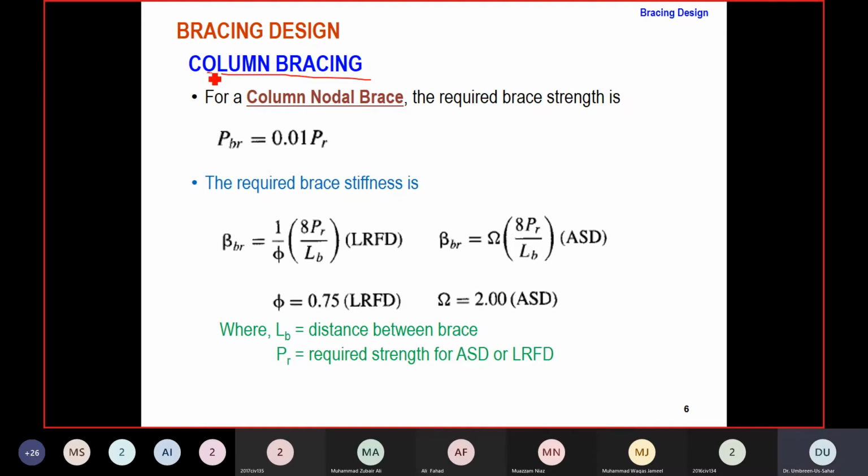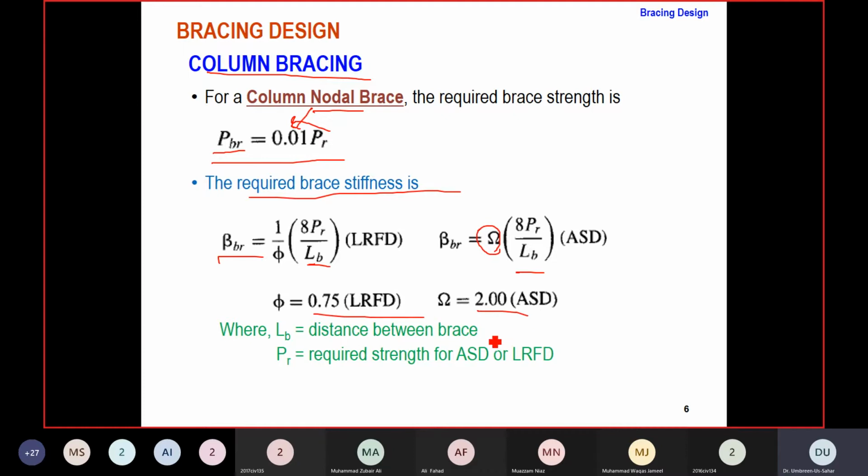Now, continuing the column bracing, but this column has a nodal brace. The type of the brace has been changed now. So PBR is equal to 0.01 PR, so 1% of it. So in this case of nodal bracing, 1% is required to be transferred as the strength of the brace. Required brace stiffness, again the formula is given: 1/phi times 8PR over LB in LRFD, and omega times 8PR over LB in ASD. Omega is 2 in ASD and phi is 0.75 in LRFD.